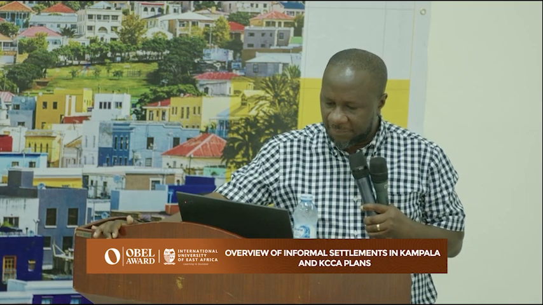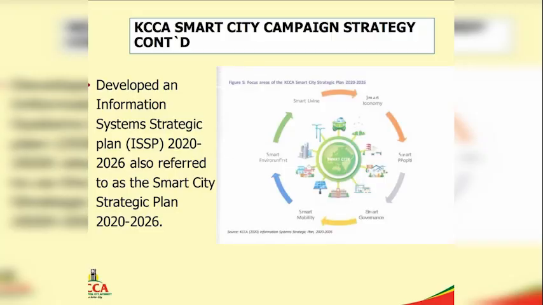Beyond this strategic plan, KCCA also developed an information system strategic plan, what we call the ISSP 2020-2026, which is also referred to as the Smart City Strategic Plan. The Smart City Strategic Plan has 6 pillars, which I just highlighted: smart environment, smart living, smart economy, smart people, smart governance, smart mobility. That's the plan we have on how to deal with issues of informal settlements.